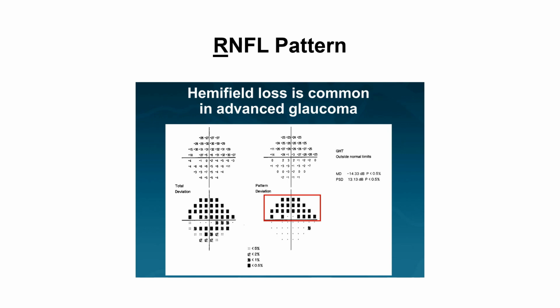Here you see that there is hemifield loss, and this is common in advanced glaucoma. This is the total deviation map. As we said, sometimes generalized field loss can happen due to cataract or hazy media. However, the pattern deviation is showing severe hemifield loss, which is common in advanced glaucoma, with glaucoma hemifield test outside normal limits, and minus 14.3 decibel mean deviation with very high 13.13 decibel pattern standard deviation. So please look at all these parameters in order to interpret the printout very carefully.